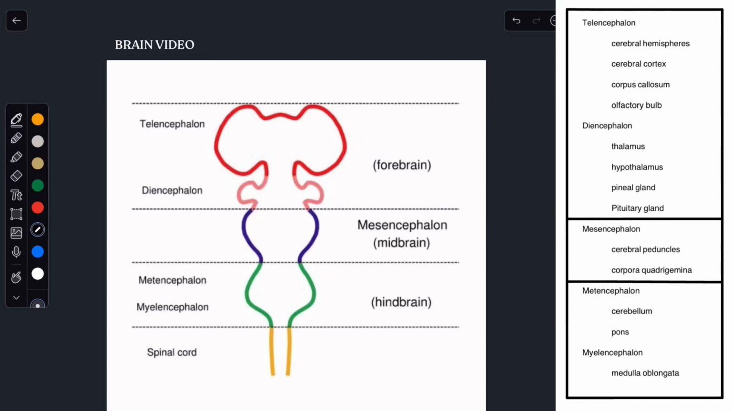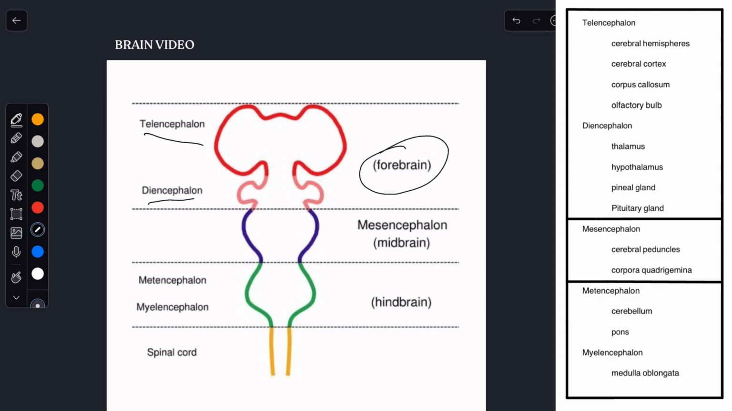Today I'm gonna go over the lab list, and I'm gonna start off with the brain. Now the brain consists of different subgroups. In each brain, there's the telencephalon and the diencephalon. Both of them are also known as the forebrain.